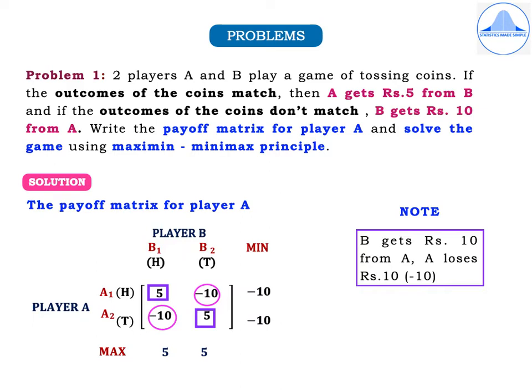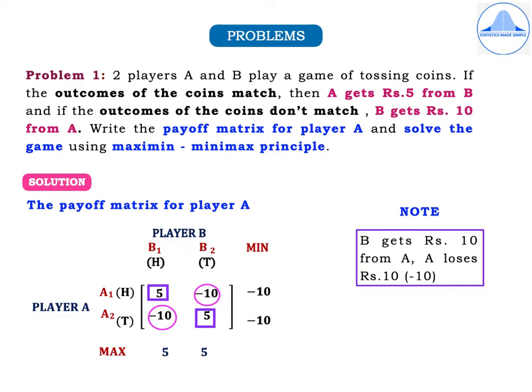The next step is to find out the maximum payoff in each of the columns. So corresponding to B1 strategy, the maximum value is 5. So you put a box around it, and here I have used purple color, and then corresponding to maximum, write the value 5. Similarly, corresponding to the strategy B2, in that particular column, the maximum value is 5. Put a box around it and write the value 5.